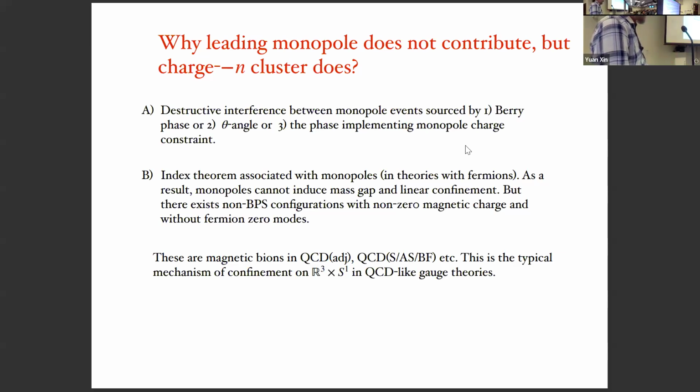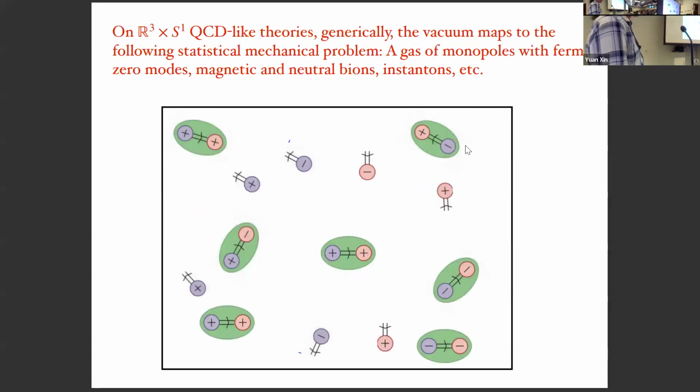These are called magnetic baryon and higher clusters. Okay, so I put a picture here. This is what happens in QCD adjoint on R3 × S1. You have monopoles plus minus. These are BPS and KK monopoles. They have lots of these. They have two Fermi zero modes each. This is number of flavor being one.